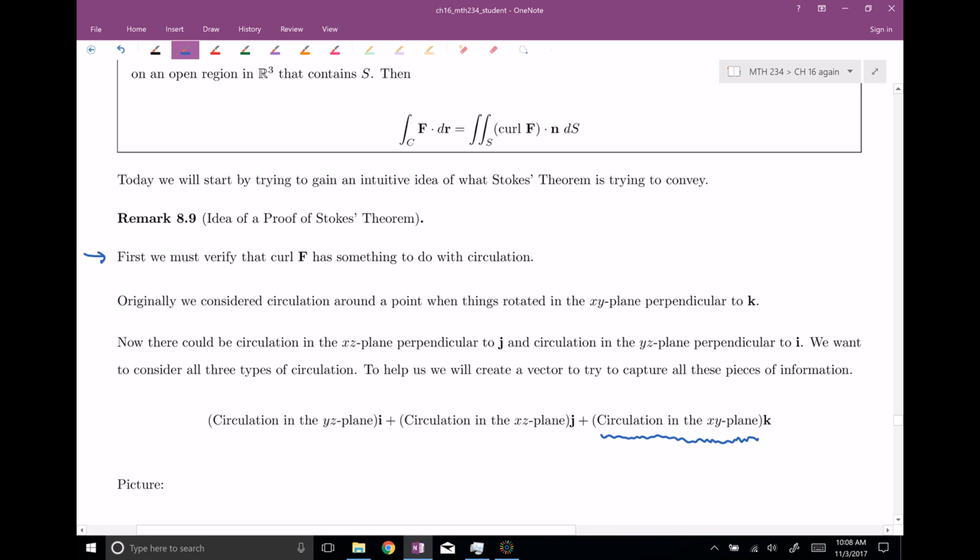There's also going to be circulation in these other planes. For instance, in the xz plane, that's going to be perpendicular to j. And there's going to be circulation in the yz plane that's perpendicular to i. If we want to consider all of the circulation available, then we also want to include these things. So we should do the circulation in the yz plane, which was perpendicular to i, and the circulation in the xz plane, which was perpendicular to j.